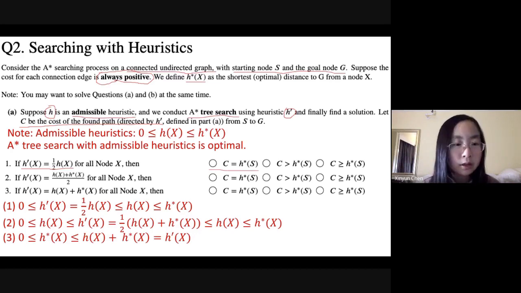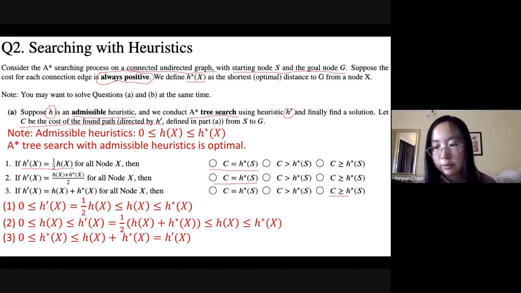So for the answers here, the answer for the first subproblem is that C is equal to H star, and similarly for the second subpart. Then for the third subpart, the answer is that C is greater or equal to H star. Notice that for C greater than H star, this answer will never be selected, because in a graph where there is only one path from the start to the goal, no matter what heuristic we use, the path we found is still the optimum path.